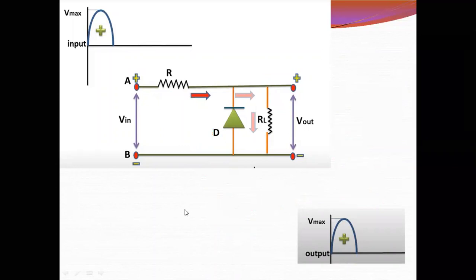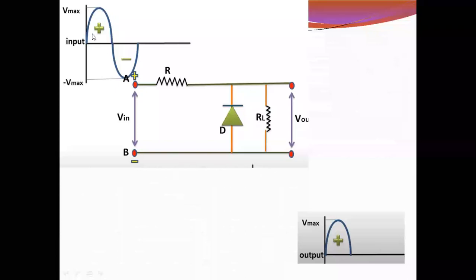Okay, we will move to the next. If I apply the negative half, then what happened? Tell me, all of you. If I apply the negative half, then automatically the diode becomes forward biased. Then automatically this path is short circuited. If it is short circuited, then what about the voltage? What about the output?